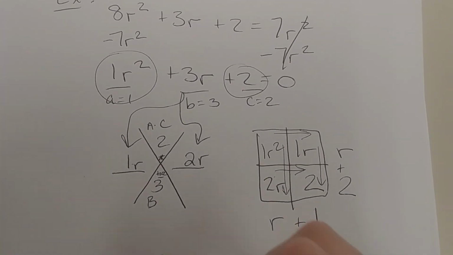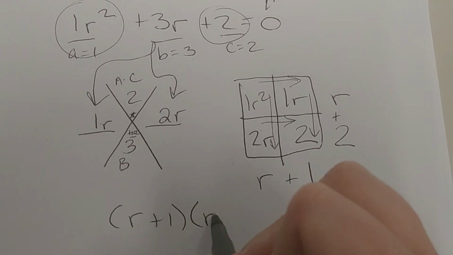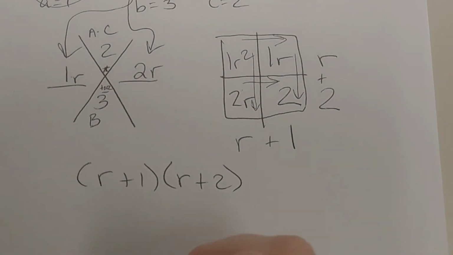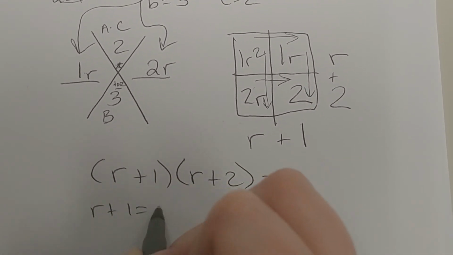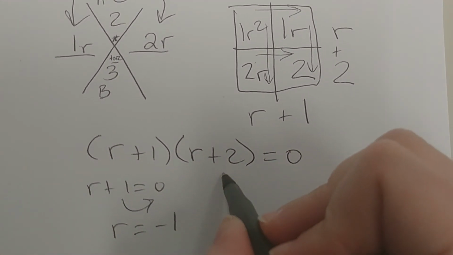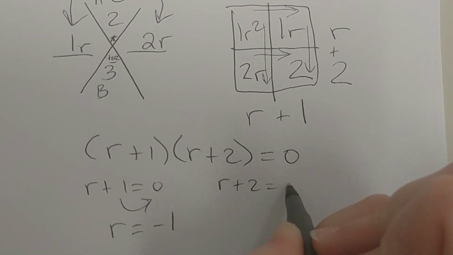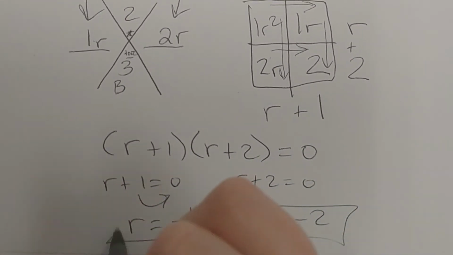So my solution, r plus 1, r plus 2, and then like above, I just set each equal to 0. So if it's r plus 1 equals 0, when I move the 1 over, r equals negative 1. Same thing here. R plus 2 equals 0, so r will equal negative 2. And that is how we factor.